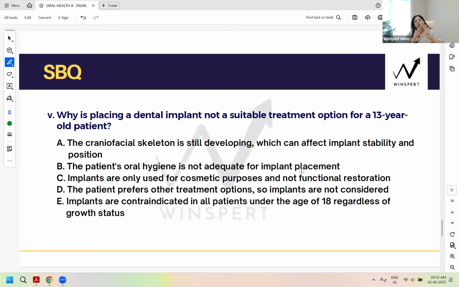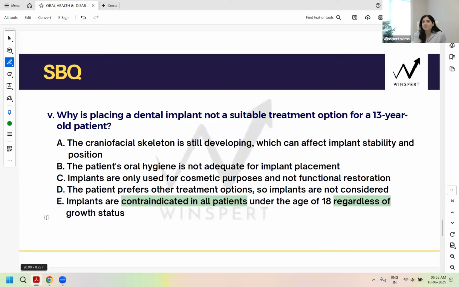Implants are contraindicated in all patients under the age of 18, regardless of the growth status. Well, that's untrue. It is usually not advised in patients under the age of 18, but anybody who's done the program, if you've seen the clinical cases in prosthodontics by Jahangiri, there's also a case given there. In younger patients, especially with syndromes, sometimes implants may be given. So "in all the patients" is a definite term, so that makes it incorrect. And "regardless of growth status" also makes it incorrect.